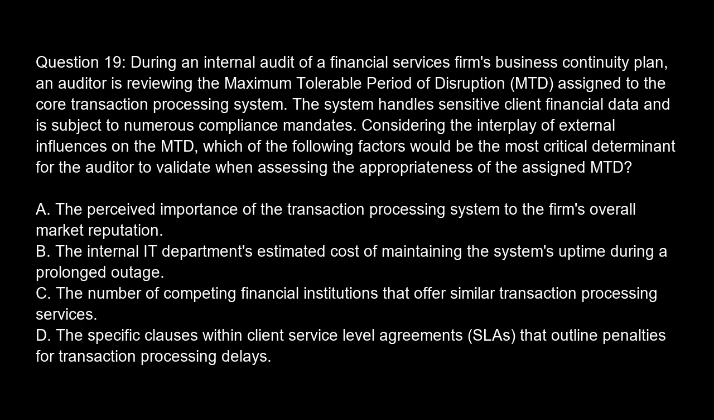Option A. The perceived importance of the transaction processing system to the firm's overall market reputation. Option B. The internal IT department's estimated cost of maintaining the system's uptime during a prolonged outage. Option C. The number of competing financial institutions that offer similar transaction processing services. Option D. The specific clauses within client service level agreements, SLAs, that outline penalties for transaction processing delays.